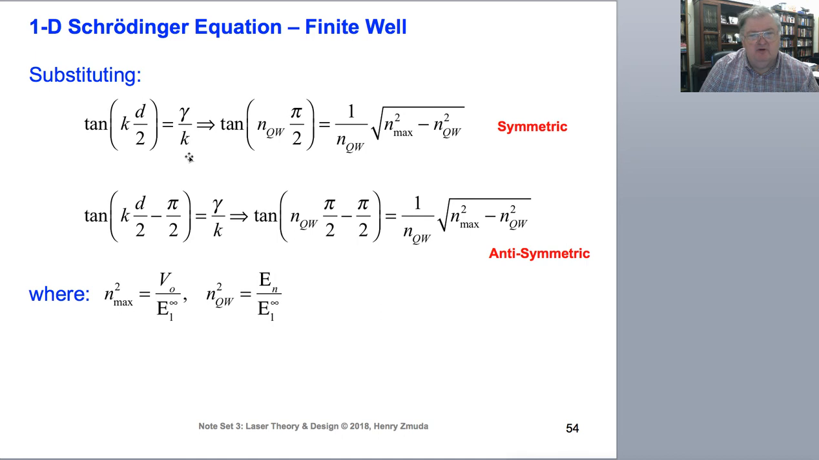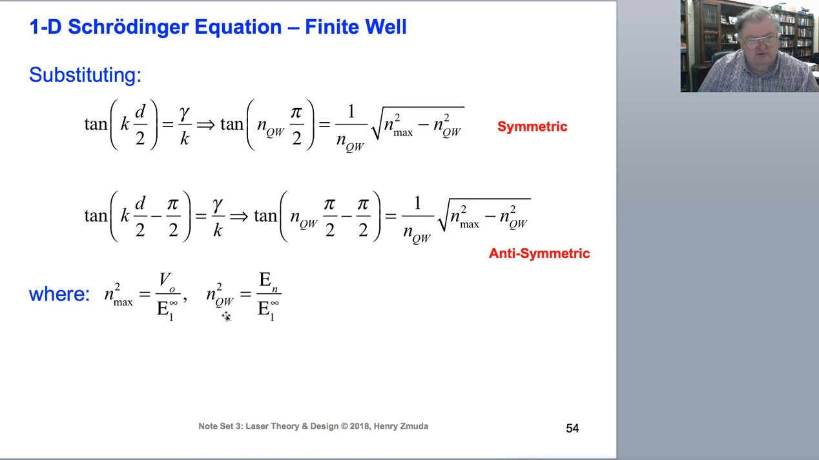Okay, so I could rewrite these equations then, so instead of putting the k here, I wrote it as gamma over k. So I could take my gamma over k, and you see I could write it like that. And then for the antisymmetric case, I could write this equation as shown here. The right-hand side is the same in both cases. Again, I'm reminding you that n max squared is V0 over E1 infinity, and I'm assuming I know that number. And n quantum well, I don't know.